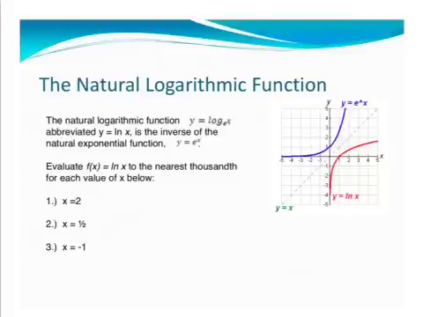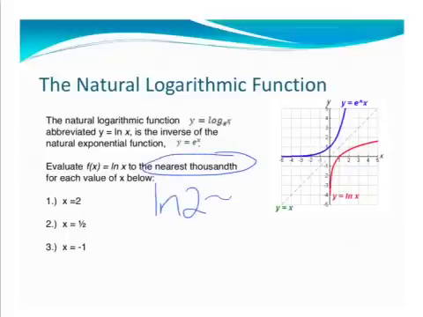So this one asked me to go to the nearest thousandth, so 3 decimal places. When I plug natural log of 2 into my calculator, I end up with 0.693. So let's plug in the other one. Why don't you try that, plugging in 1/2 and plugging in -1, see what happens. When you're ready, hit play.